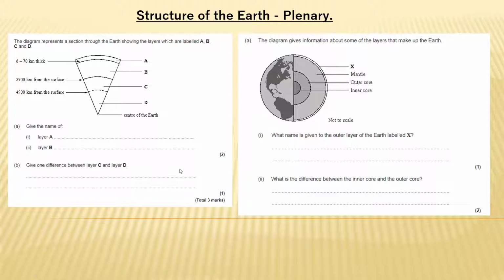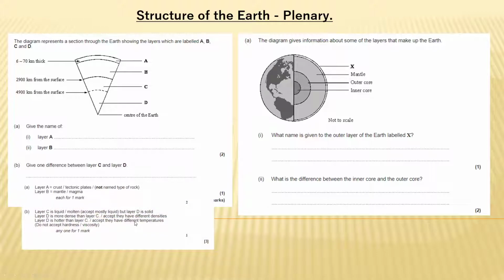Great, let's go through the answers. Layer A was the crust. You could have also had a mark for tectonic plates. Whereas layer B is the mantle. You can also have a mark for magma. The difference between layers C and D are any of the following. Layer C is liquid or molten, but layer D is a solid. Layer D is more dense than layer C. And also layer D is hotter than layer C.